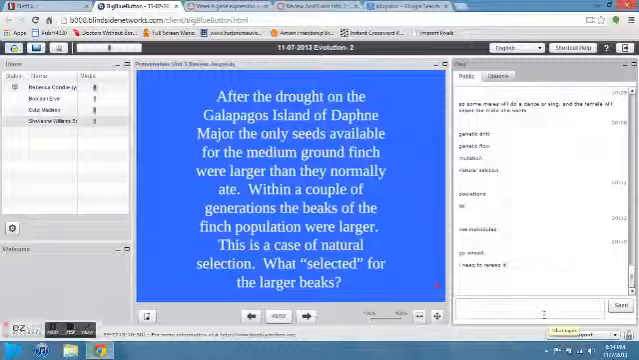Oh, yeah. Shivani was wondering if I meant the type of selection. That question was definitely phrased funny. Because it's so long, you have to look only for the important information. So for this one, what's selected for the larger beaks?